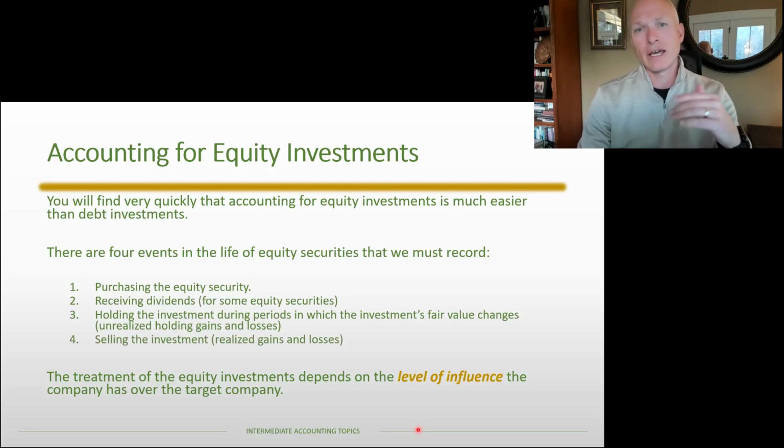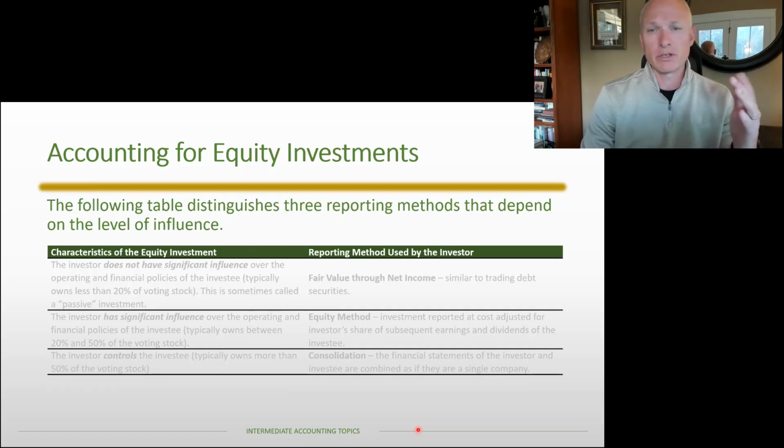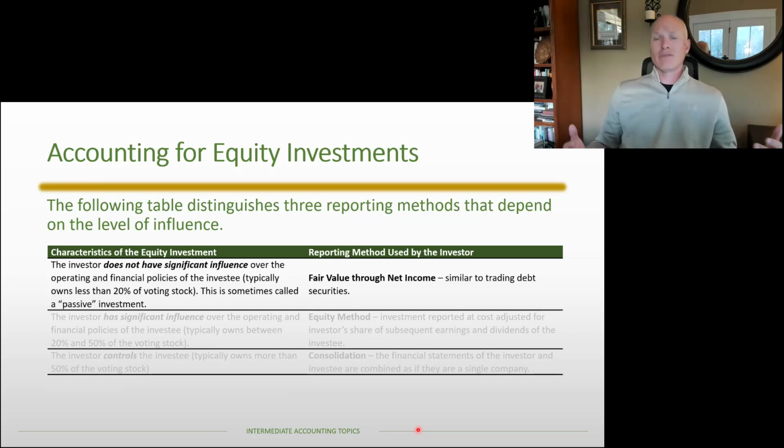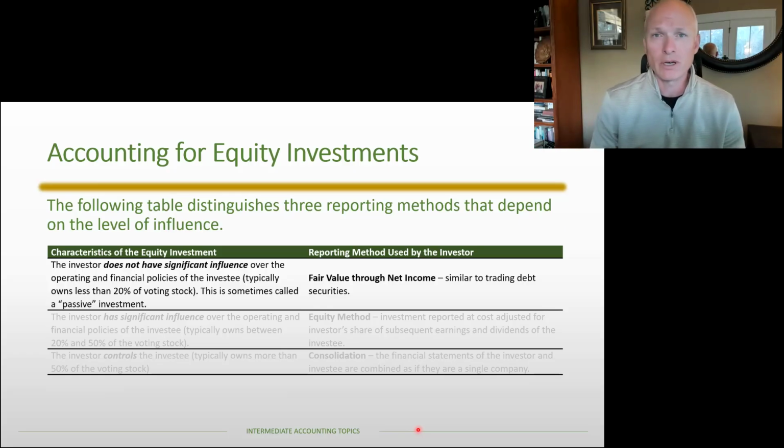And then the way we classify equity securities, rather than being based on intention, is based on level of influence. And when we talk about level of influence, really there are three categories. One is called passive investment, and basically, if you hold less than 20% of the outstanding stock, you're deemed to not have any significant influence over the investee. And so you're going to use what's called fair value adjustments. So you're just going to look at the fair value, make adjustments based on that, and recognize gains and losses as the share price changes. It's a pretty straightforward, pretty easy process.